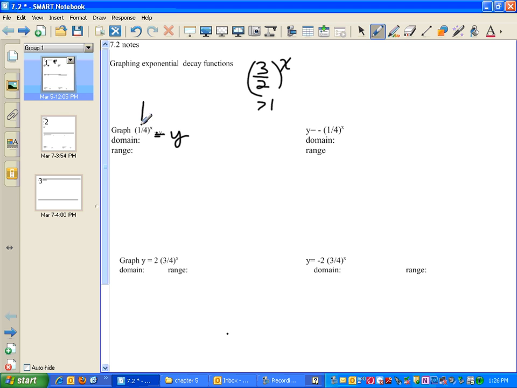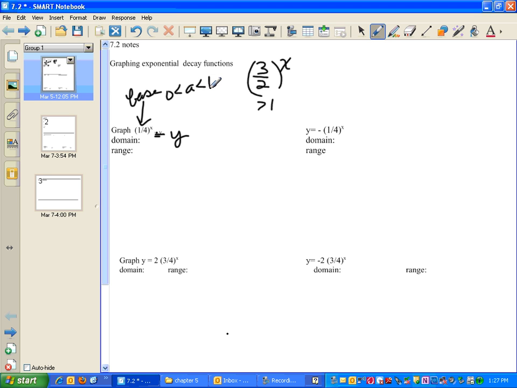So when your base, remember this is your base, falls between 0 and 1, so it's a fraction less than 1, then you have a decay. So look around the board. These are all growth functions because they start small and they get quickly very large y values. Okay? These are going to be decays. Now we're going to treat them the exact same way.